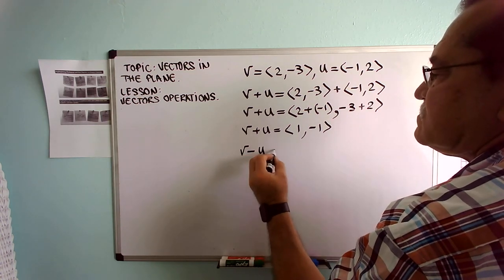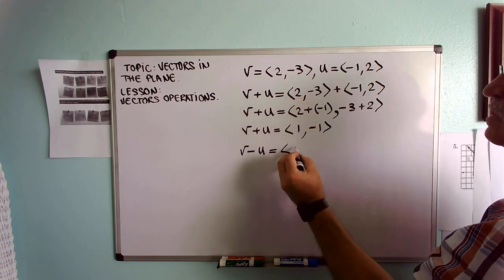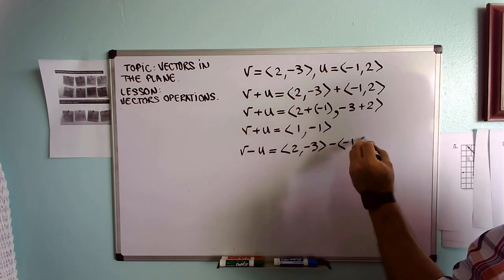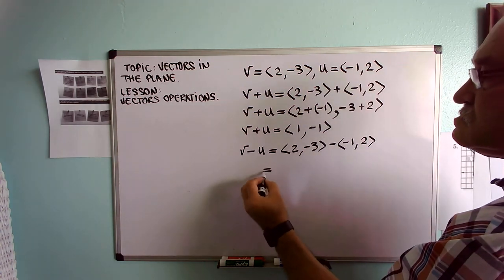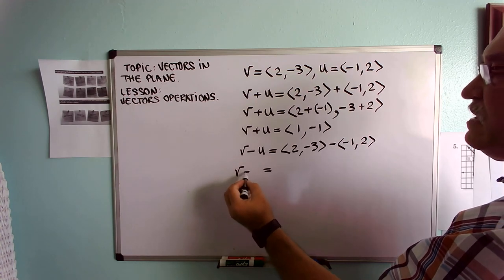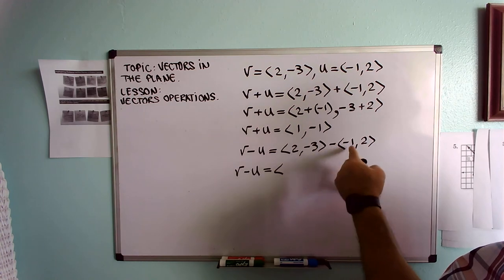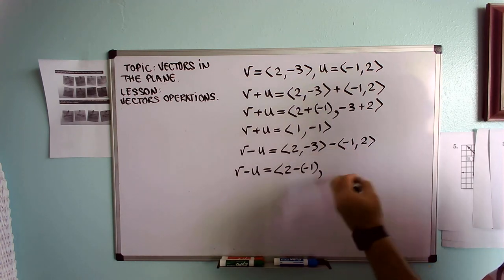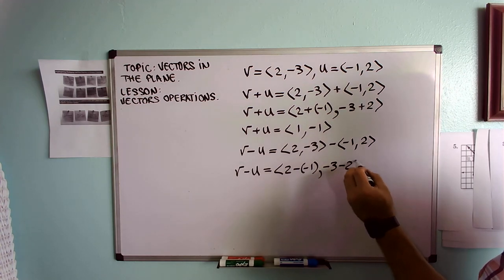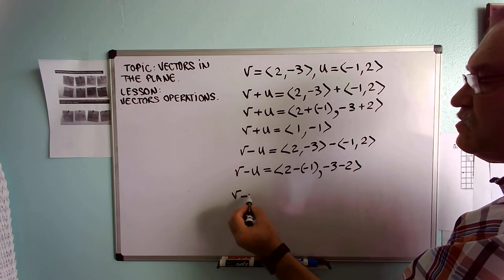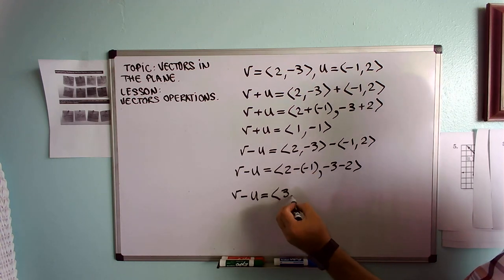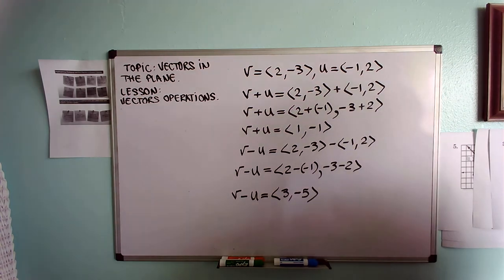The difference, v minus u, is 2 comma negative 3 minus negative 1 comma 2. The difference of those two vectors: 2 minus negative 1 is 2 plus 1, 3, and negative 3 minus 2 is negative 5. And that is the difference of those two vectors.